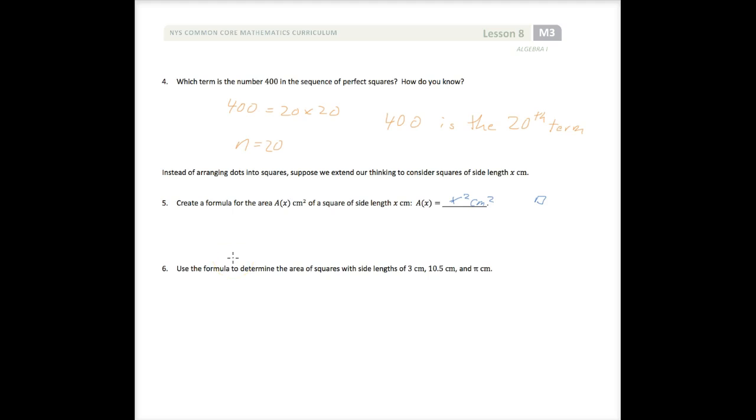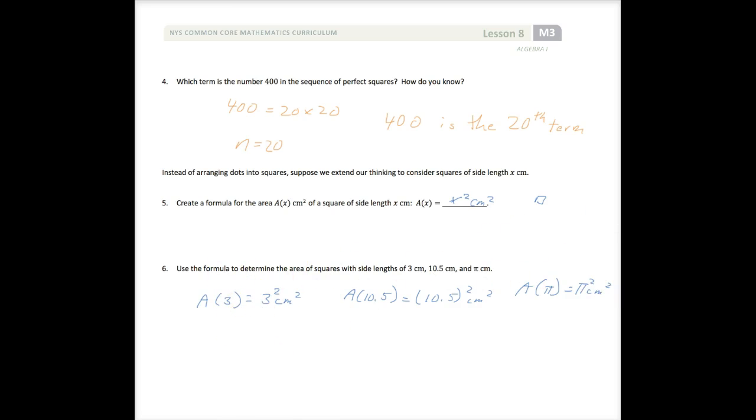Use the formula to determine the area of a square with side length 3, 10.5, and pi. So all we want to know is the area of 3, and we're going to put that into our formula: 3 squared centimeters squared. We want to know the area of 10.5, which would be 10.5 squared centimeters squared. And we want to know the area of pi, which would be pi squared centimeters squared.